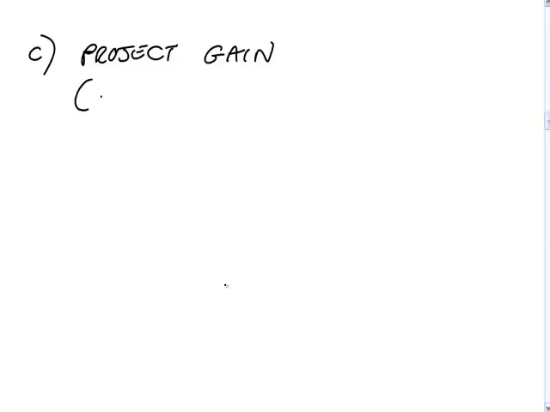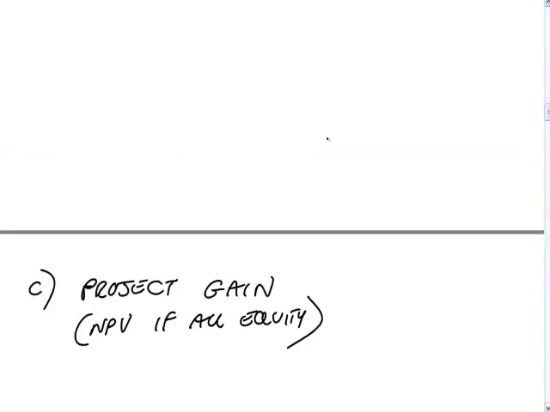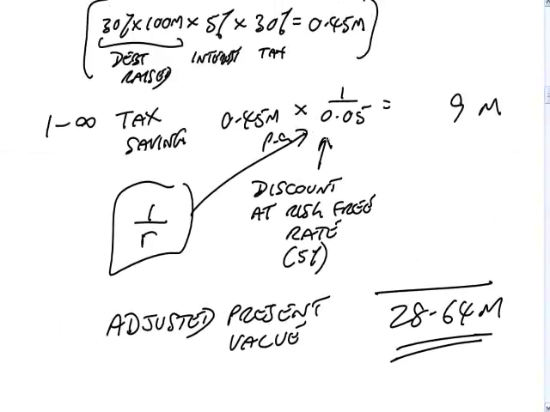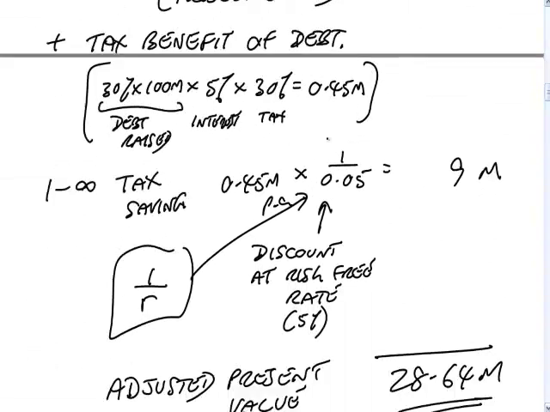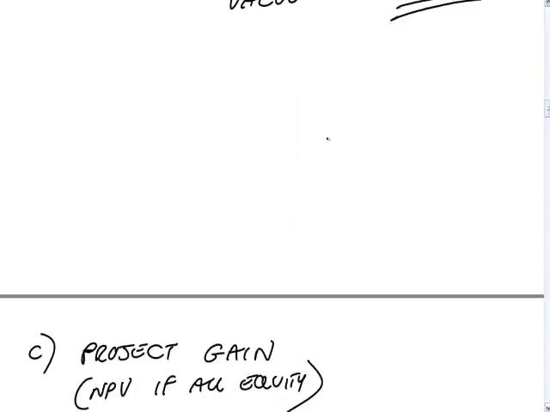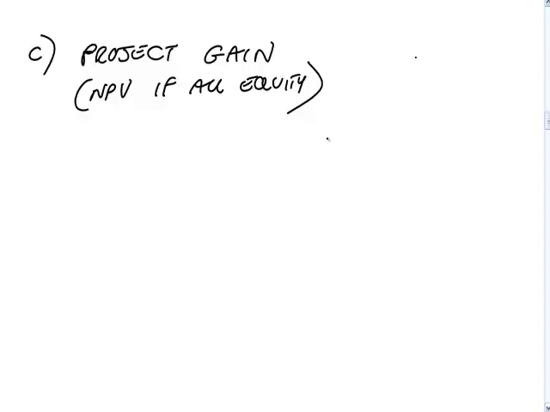Look back, but remember, that's the NPV if it was all equity finance. We'd worked that out at the beginning, and what did we get? If it was all equity, the project gave us 19.64 NPV. Everybody?